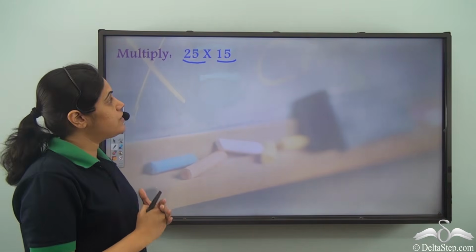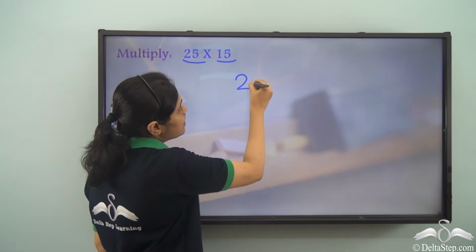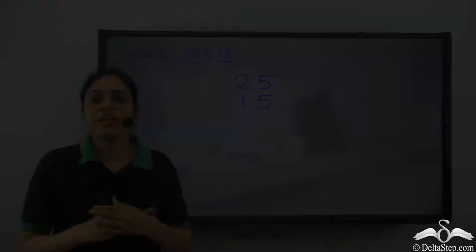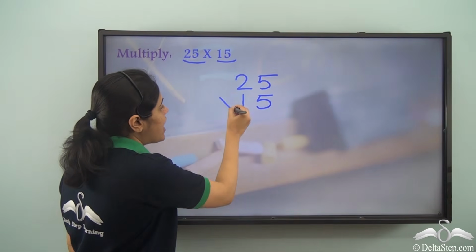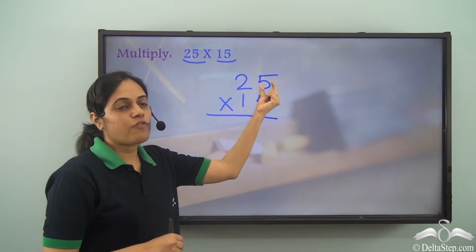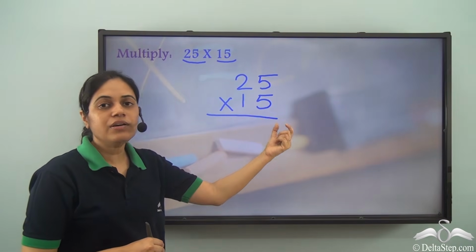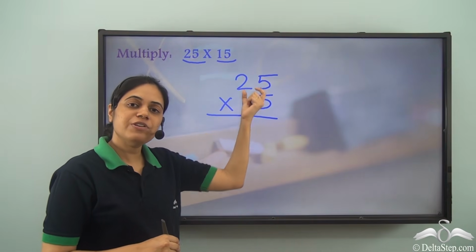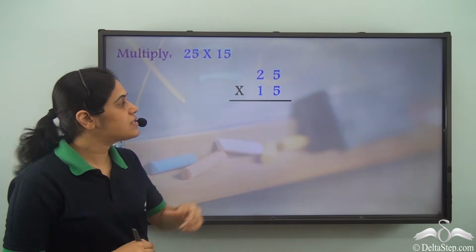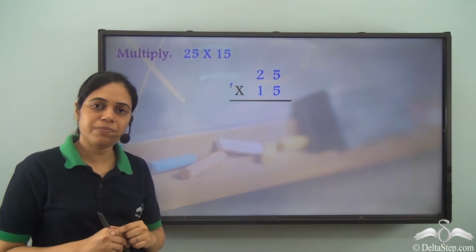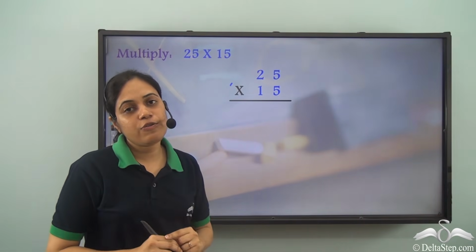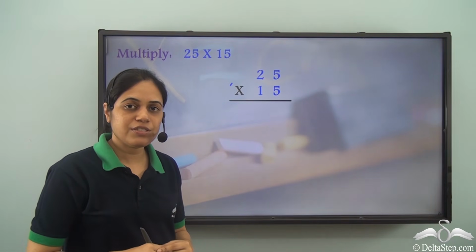The first step is to write the numbers one below the other according to their place values, and give a multiplication sign. So the ones digits of the two numbers will come one below the other, and the tens digits will come one below the other. And now I need to multiply these. Now I don't know the table of 15. So how can I multiply these two?